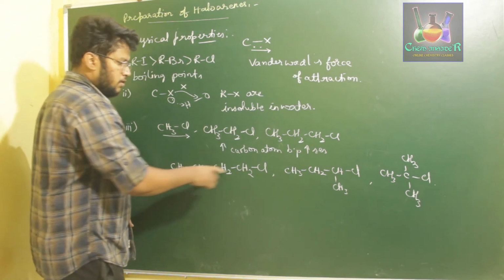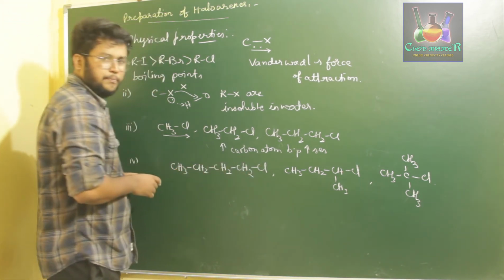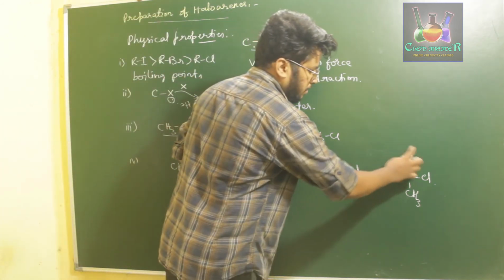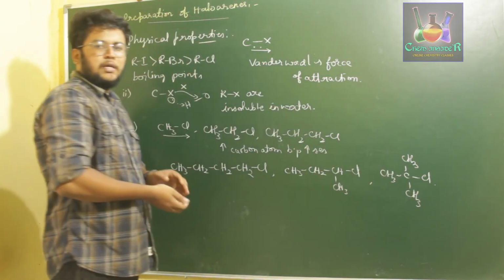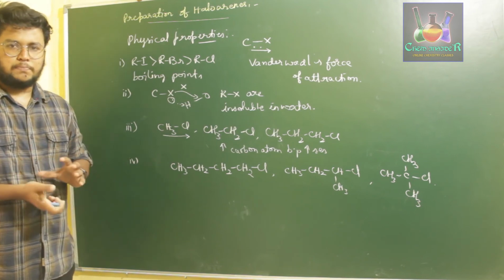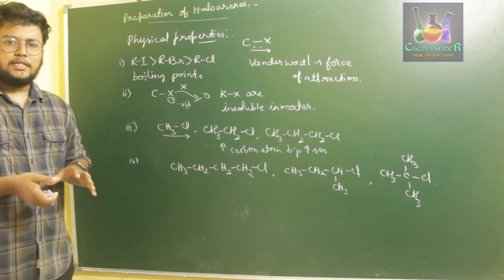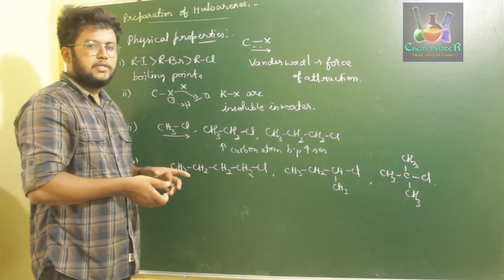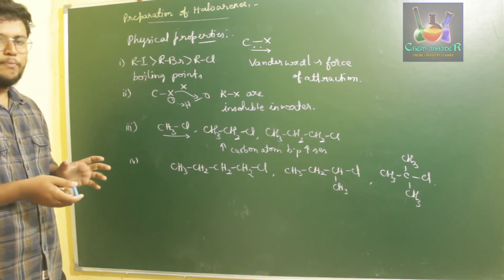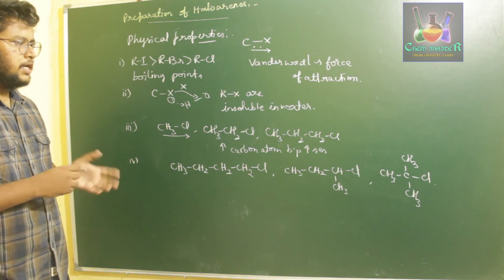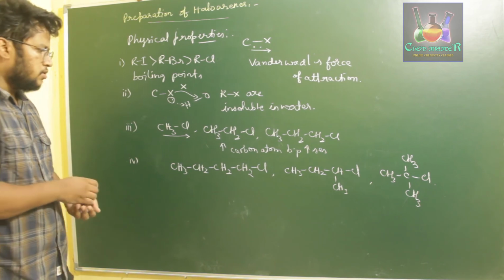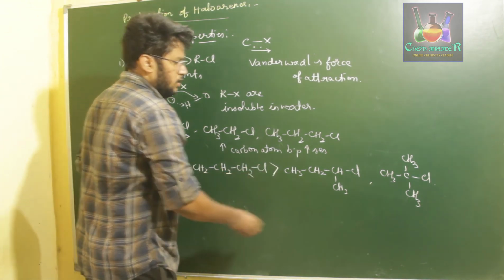That is because, if you observe here, this one is in a linear form. This is not quite linear but in a Y form. And this one is completely in a spherical form. Since the branching increases, they take the shape of a molecular sphere, which results in a decrease in surface area, which further results in a decrease in their boiling point. So therefore, an increase in branching results in a decrease in boiling point.